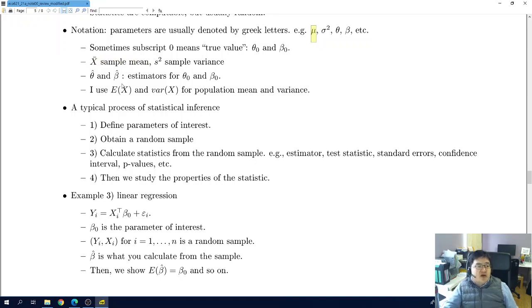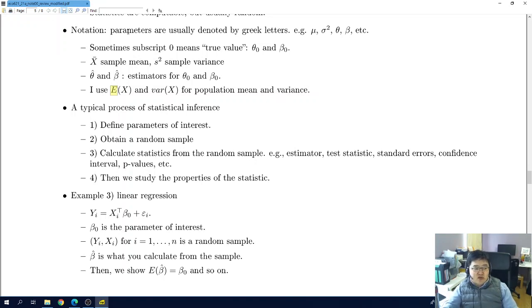Conceptually simple. And theta hat and beta hat are usually estimators for theta and beta. And I use expected value of x and variance of x, so I explicitly show what I'm doing: expectation of x is the population mean, and variance of x is the population variance.